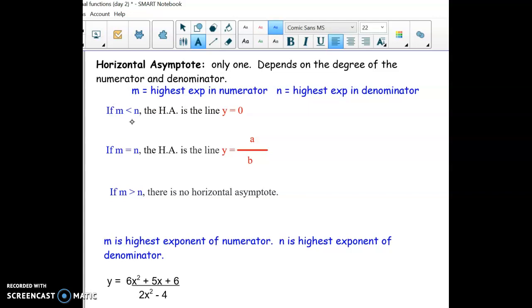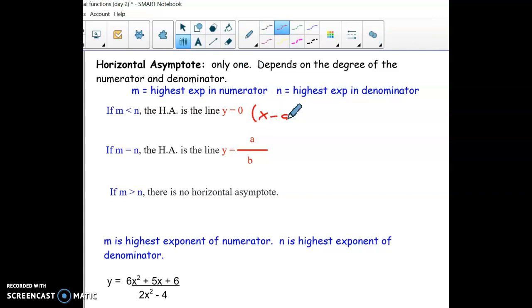m could be less than n, in which case the horizontal asymptote is just the line y equals 0, which is actually the x-axis. If you wanted to make a note of that, y equals 0 is actually just the x-axis.